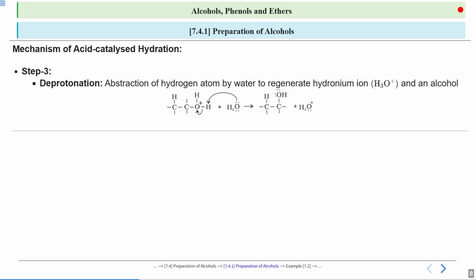So finally you will get the carbon attached to the hydroxy group OH, and along with that you will get your hydronium ion, which we made in the very first step of the mechanism of acid-catalyzed hydration of the alkene. So these are the 3 steps. I hope you understand the 3 steps of the mechanism of acid-catalyzed hydration of alkenes to prepare alcohols.